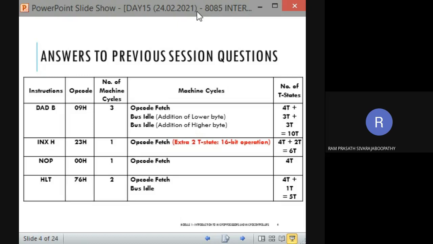We executed it in our lab program, correct? We used the halt instruction as the last instruction. Yes, very good. We have to reset the microprocessor. Clear? So that's the only way you can come out from halt.